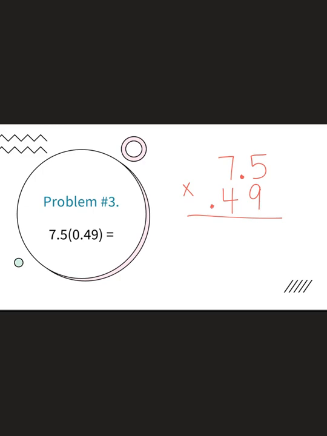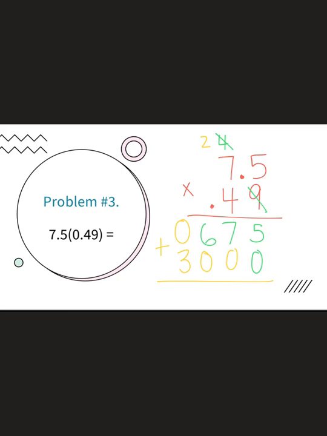So 9 times 5 is 45. Put our 5, carry our 4. 9 times 7 is 63. 63 plus 4 is 67. Tic-tac-toe. So cross out the 4, cross out the 9, put our 0. Then we have 4 times 5, which is 20. So put our 0, carry our 2. 4 times 7 is 28, plus 2 is 30.